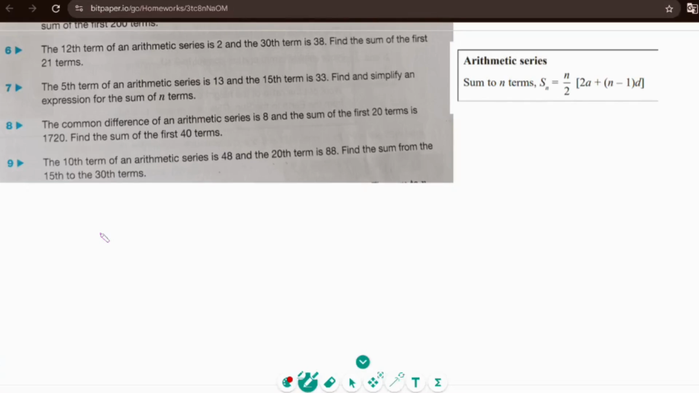The 12th term of an arithmetic series is 2 and the 30th term is 38. Find the sum of the first 21 terms. We don't know A or D. This time we only know that N is 21. Right, we do know though that A plus 11D equals 2. And we know A plus 29D is equal to 38. You should spot here, we've got two unknowns. These are linear simultaneous equations, and just looking at them, it would be good to solve them using the elimination method. I'm just going to swap my A and my D round.